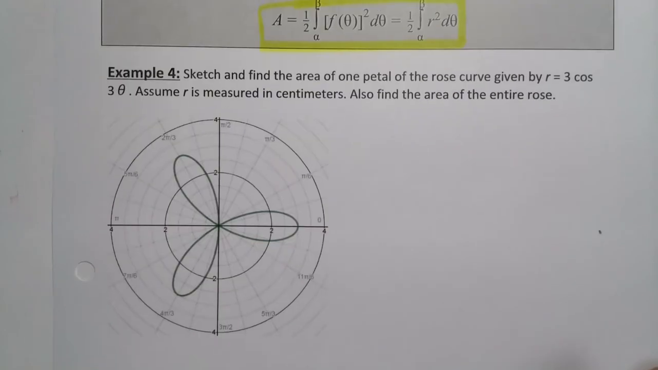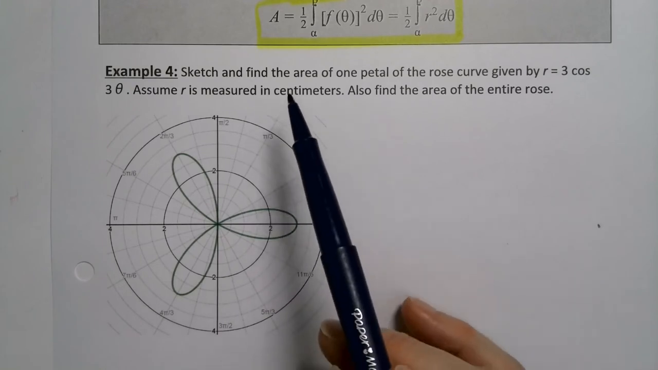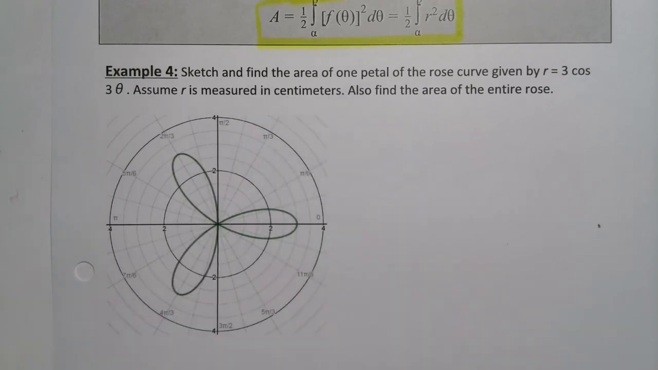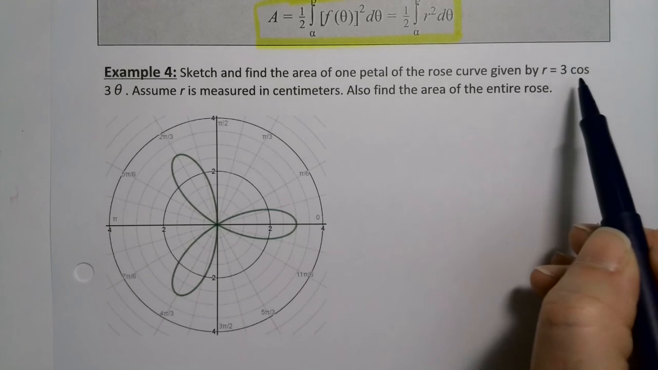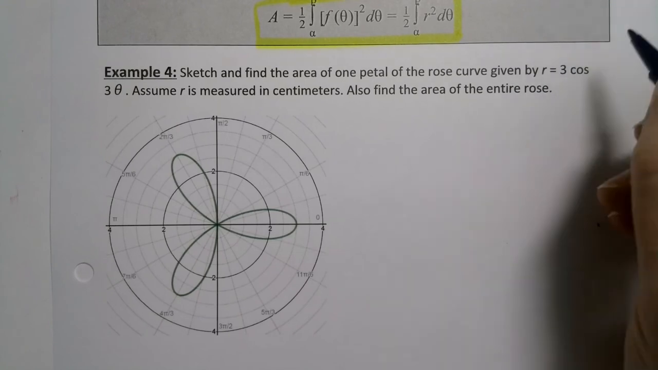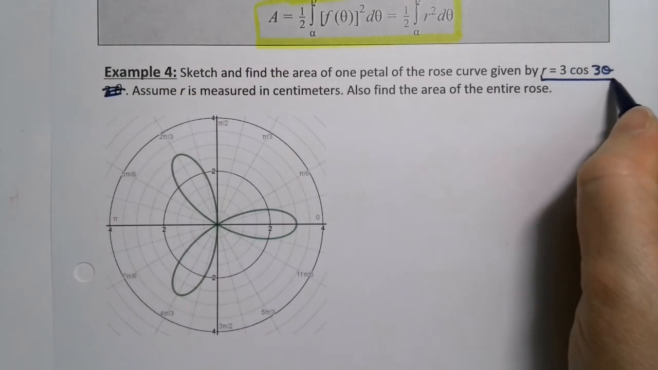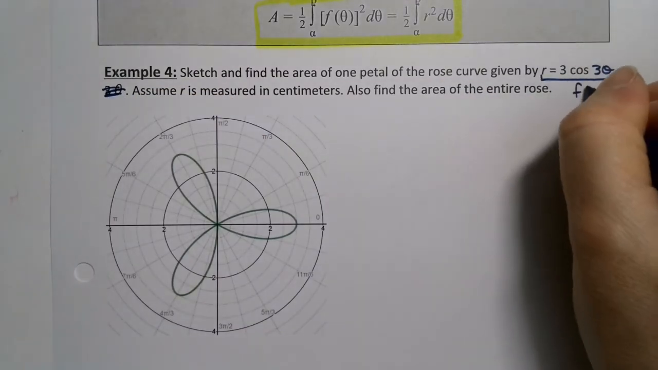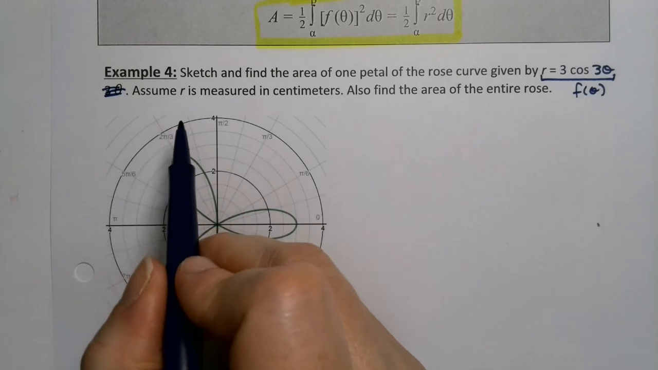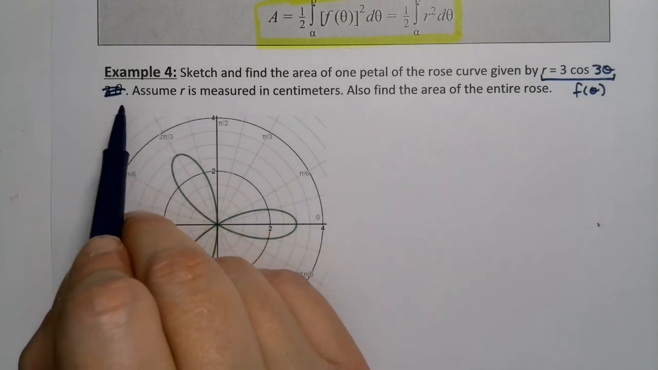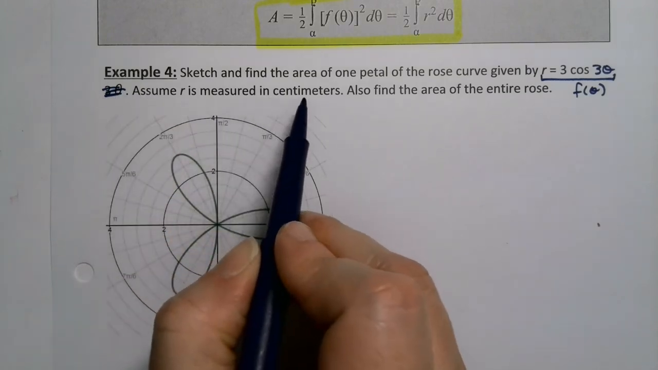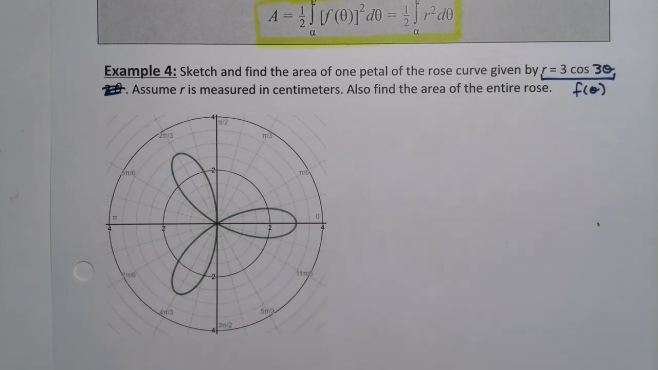So let's apply this to this problem. We want to sketch and find the area of one petal of the rose curve given by r equals 3 cosine of 3 theta. That got moved there a little bit. So that's my f of theta right there. The 3 theta was kind of nudged over here. Assume r is measured in centimeters. Find the area of the entire rose curve as well.